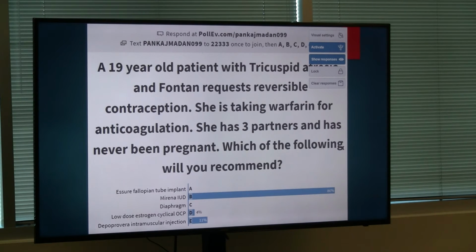So if you were going to do Mirena IUD, you may just want to tell the woman to use a condom to guard against sexually transmitted disease. In this one, Depo-Provera intramuscular shot probably will be a better answer, but in general, Mirena, ideally, if you see a cardiac patient, is a solid answer.